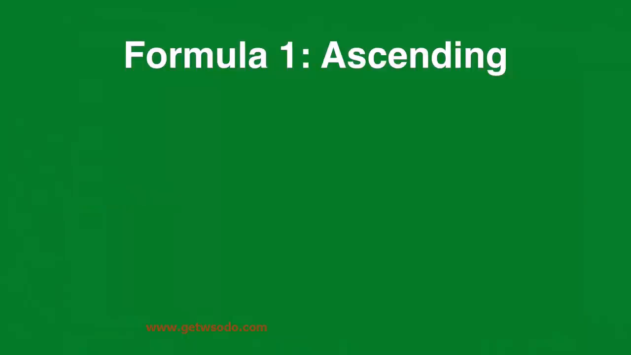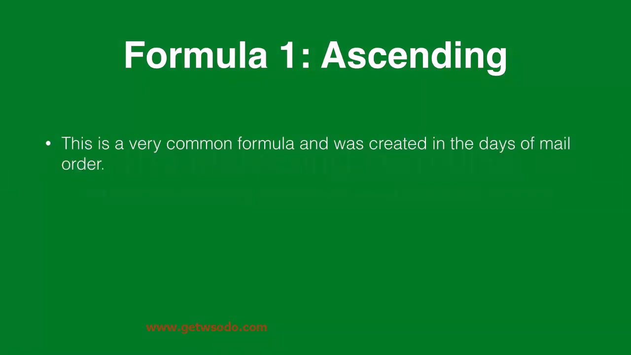So our first formula is probably the oldest and the most common, and it's called the ascending marketing formula, and sometimes people will refer to this as the ascension model, which is great. And this is a very common formula, and this was actually created in the days of mail order. And the way this works is you sell someone something relatively inexpensive at first, and then you put a great deal of your marketing and sales effort into those people who took that inexpensive offer.